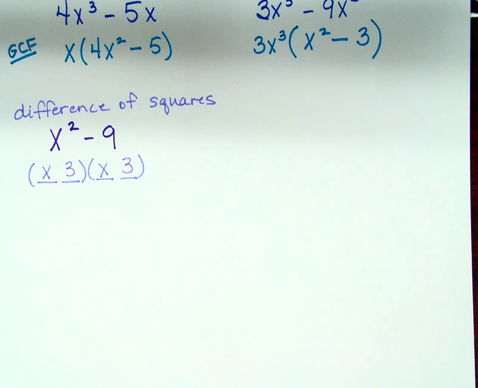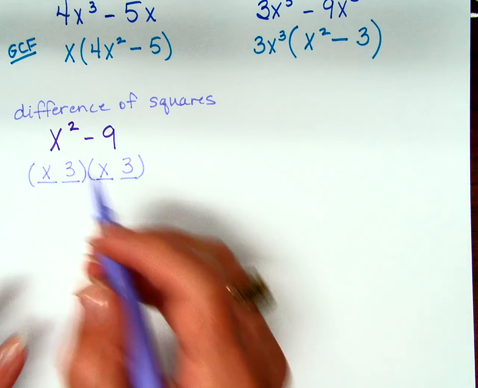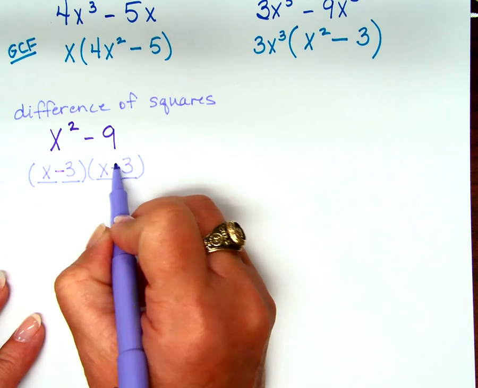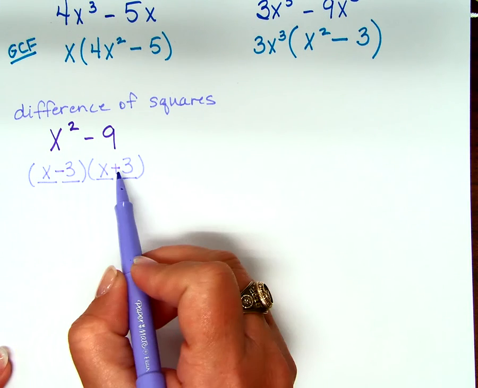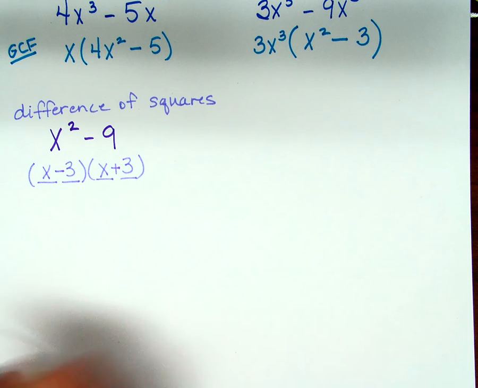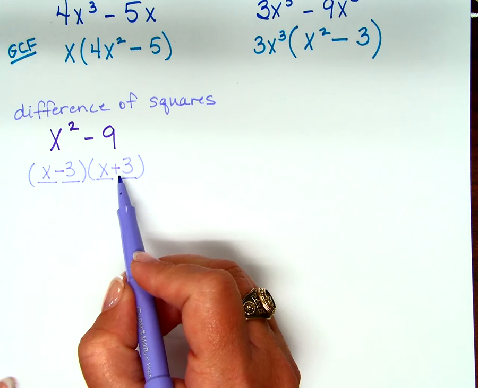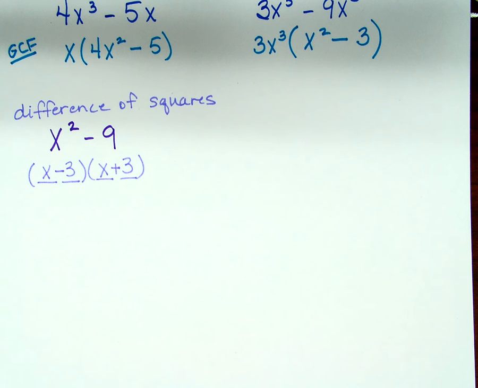What are we missing? The signs. Any guesses? Yep, they're opposite. Whatever they are, they're opposite signs. This one could be minus and this one could be plus, or this one could be plus as long as this one is minus. They just have to be opposite.